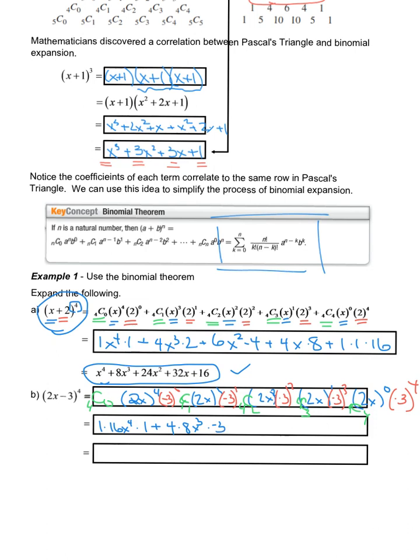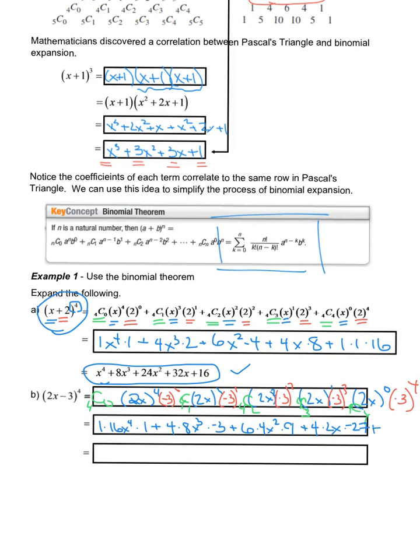Negative 3 to the first is just negative 3. 4 choose 2 is 6. 2x squared is going to be 4x squared times negative 3 squared is 9, plus 4 choose 3 is 4 times 2x times 3 cubed, which is negative 27.